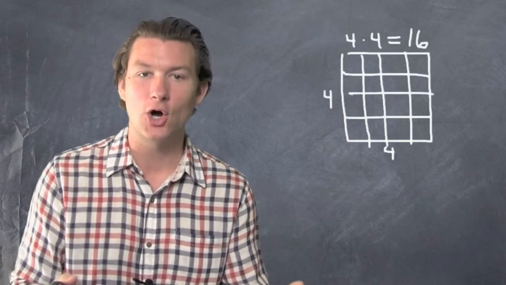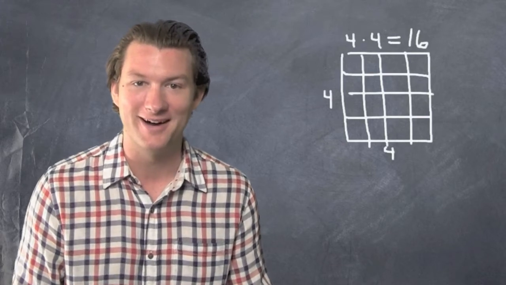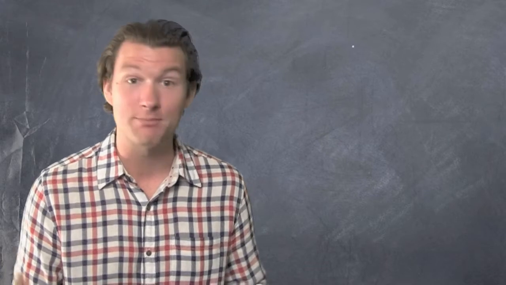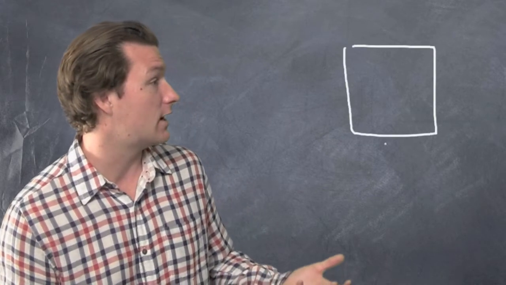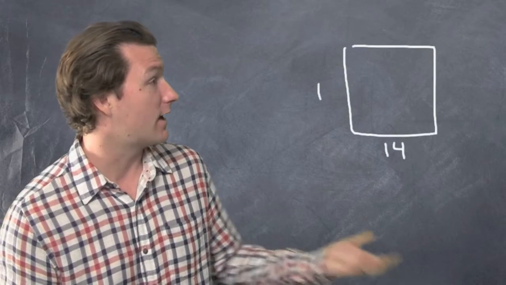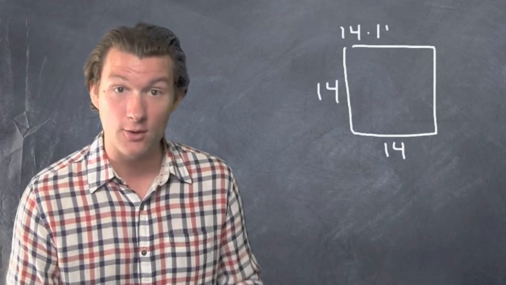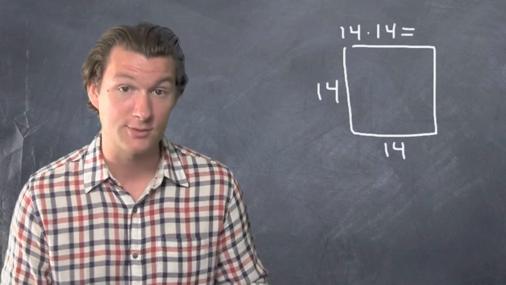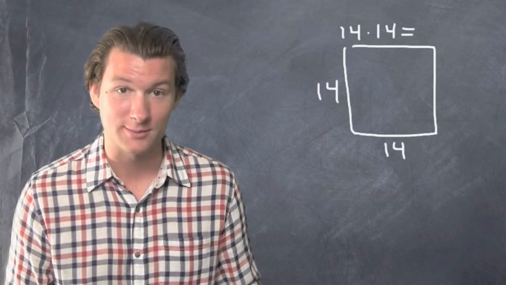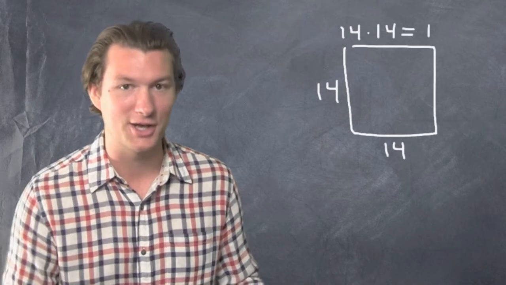Now, you don't have to draw little squares inside of a square each time. All you gotta do is multiply the base times the height. So let's say it's a bigger number. Let's say that your square was 14 as a base. So the height would also be 14 because the sides of the square are the same. So the area would be 14 times 14. What's 14 times 14? I'll tell you, it's 196.